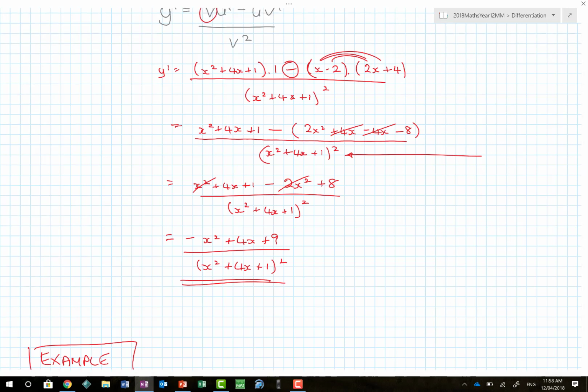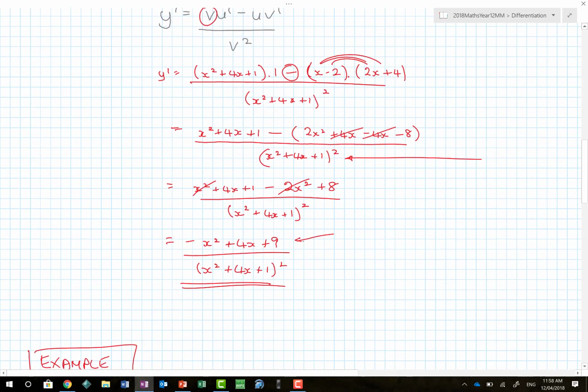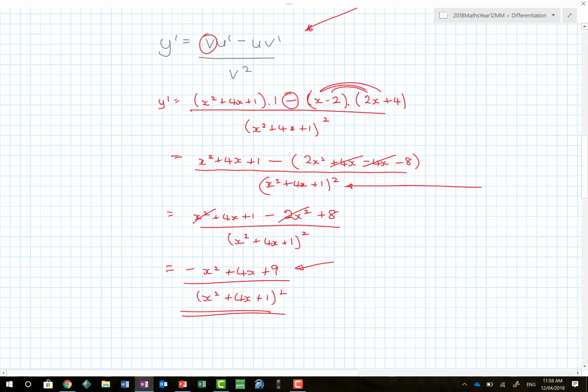All right, so can I simplify this top bit anyway? No, I'm just trying to work out, can factors of 9 make 4? No, they can't. And so there we go. That is the end of my question.